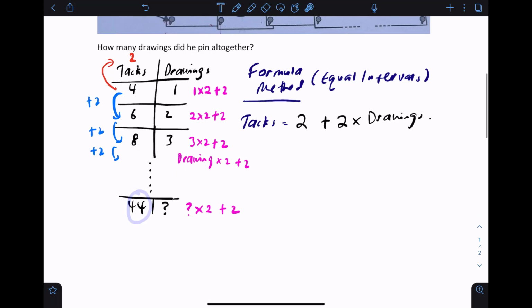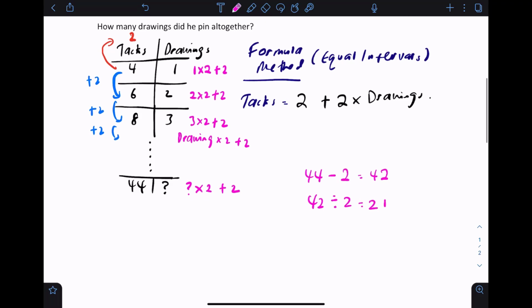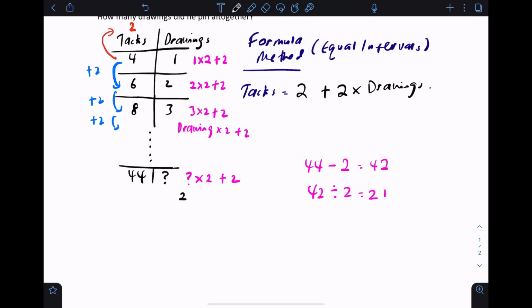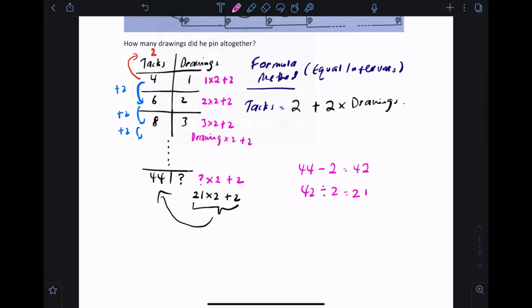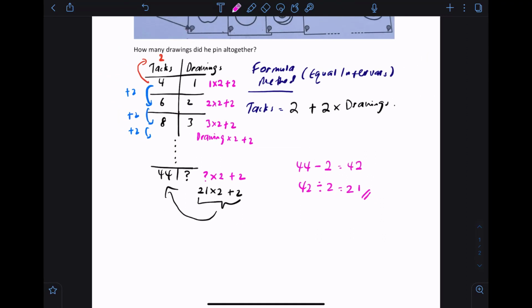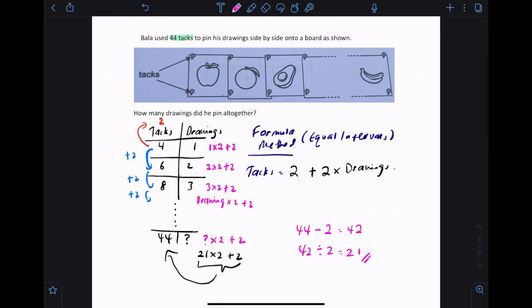We need to backtrack. We need to backtrack by 2 first. Okay, so to get the number of drawings, we take 44 minus away the 2 first, you get 42. And then you take 42, divide by 2. 42 divided by 2, you're going to get 21 drawings. So let's check. 21 times 2 is 42 plus 2. Do we get the number of texts? Yes, we do. Okay, so the final answer for this question is 21 drawings that he can pin altogether with 44 texts.